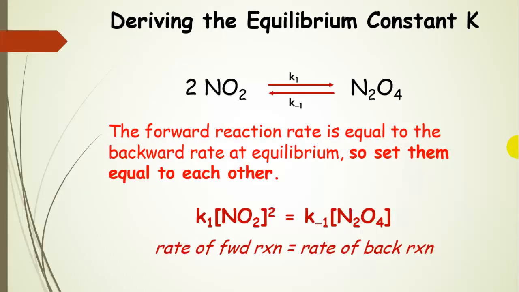So let's use this reversible reaction to derive something called the equilibrium constant. This is going to be a very, very important constant in this chapter. And so what we're going to do is set the forward reaction rate equal to the backward reaction rate, just like we did in the kinetics chapter with the mechanisms involving a fast equilibrium step. So the rate of the forward reaction is equal to the rate of the back reaction.